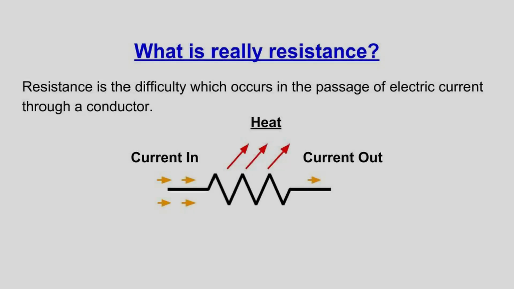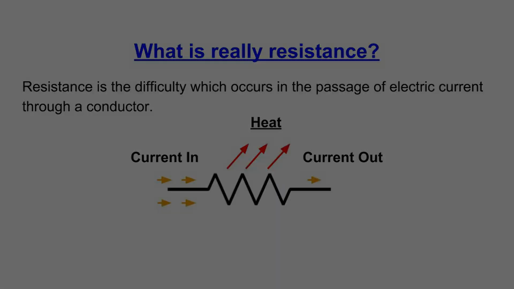At first, we must understand that a resistance is a difficulty that occurs in the passage of an electric current through a conductor. A big amount of the energy is transformed to heat. As we can see in our diagram, the current in is much bigger than the current out. That occurs because much of the current is transformed to heat and much of it gets slowed by the resistance.